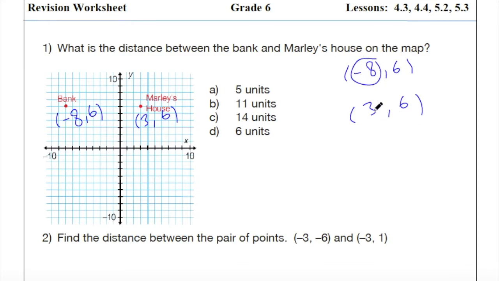We have here -8 and 3, which have different signs, so we are going to add their absolute values. So it will be absolute value of -8 plus absolute value of 3. Here it will be 8 plus 3 equals 11. So the choice will be the second choice, 11 units.